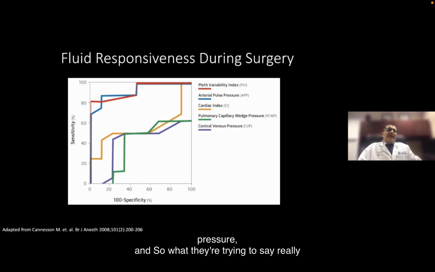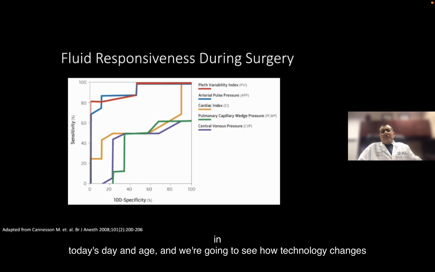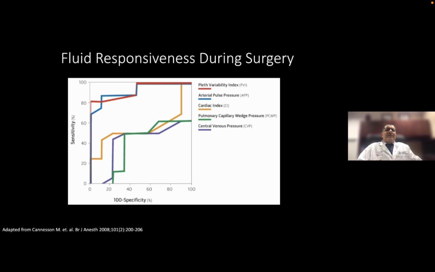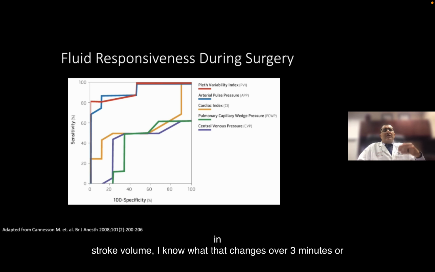What they're trying to say really in today's day and age, and we're going to see how technology changes, is that it's about the functionality of momentary changes, and not giving a wedge every 6 hours. You can use your therapies and manipulate them and see what the result is. My term for this is: is this a dynamic variable such as SVV and PPV? When I give fluids or there's a change in stroke volume, I know what that change is over 3 minutes. Or is this a static variable where I'm looking at a picture every 6 hours?